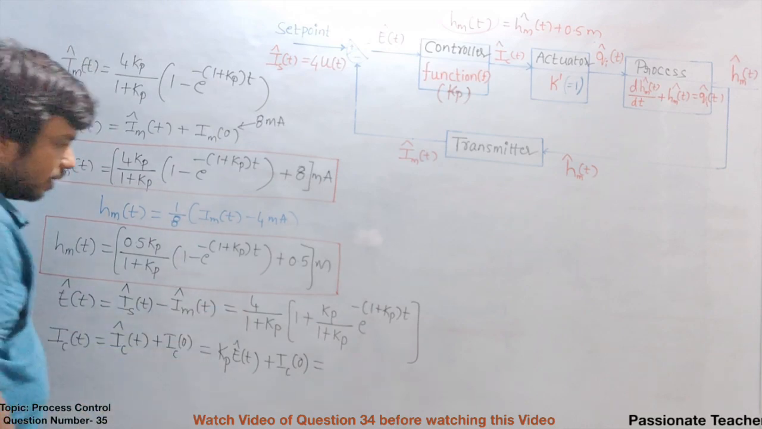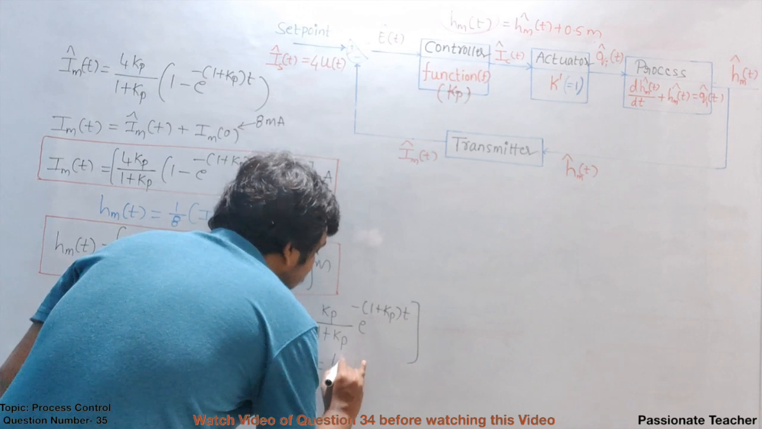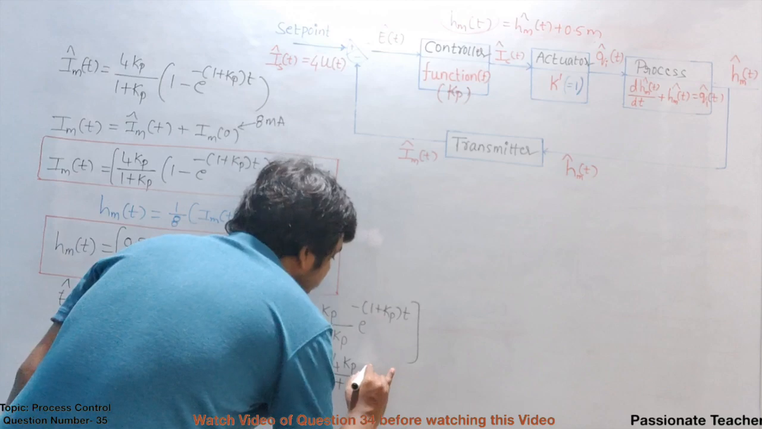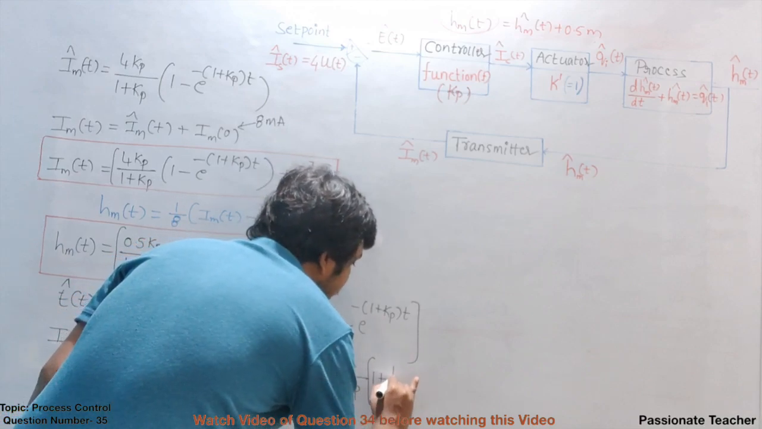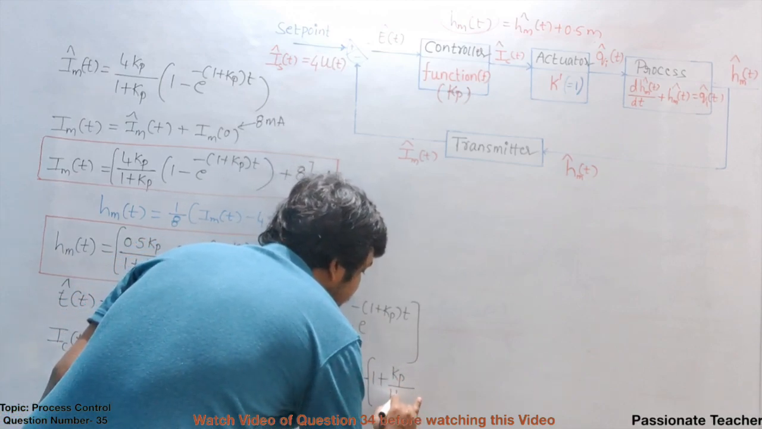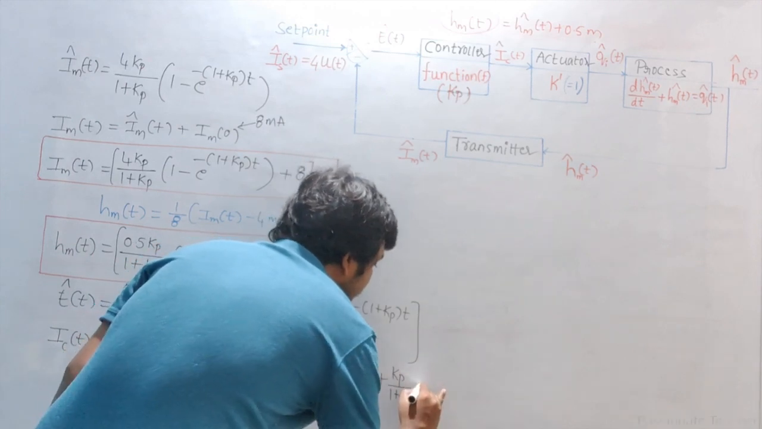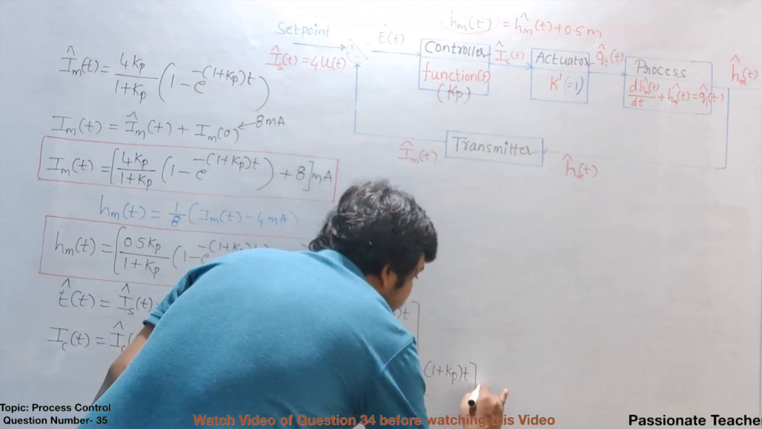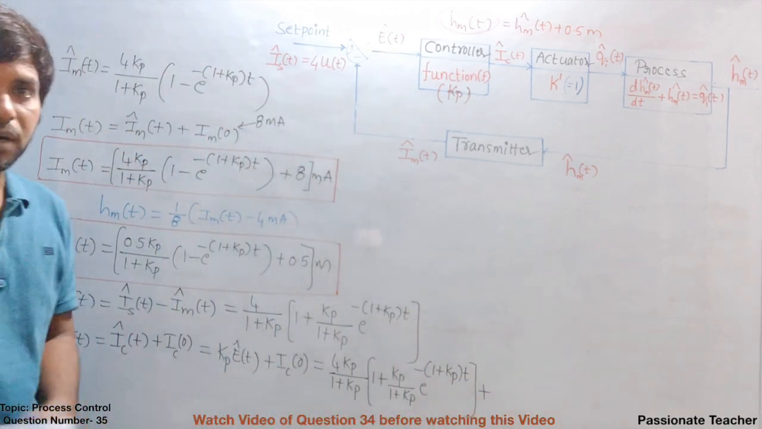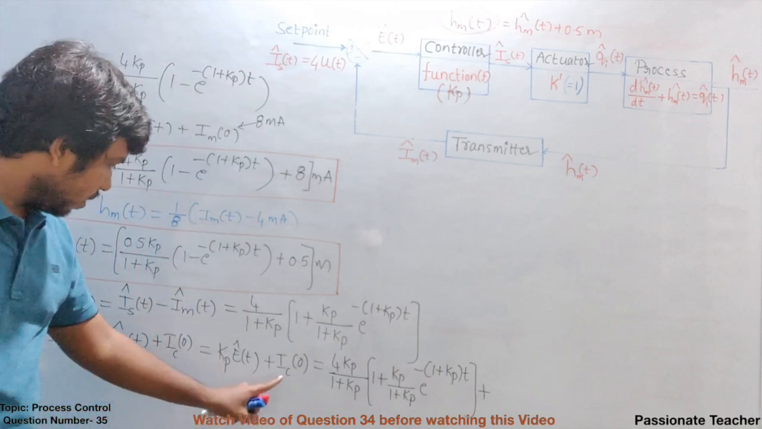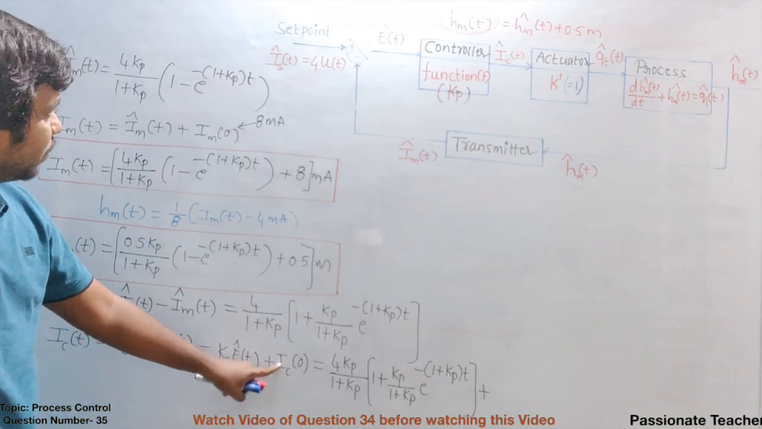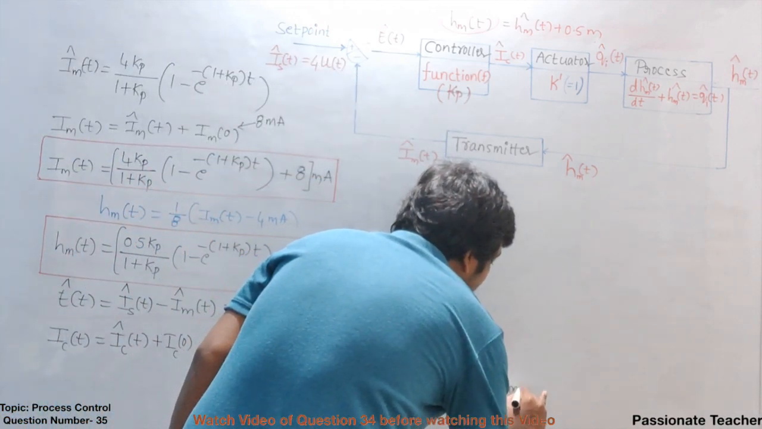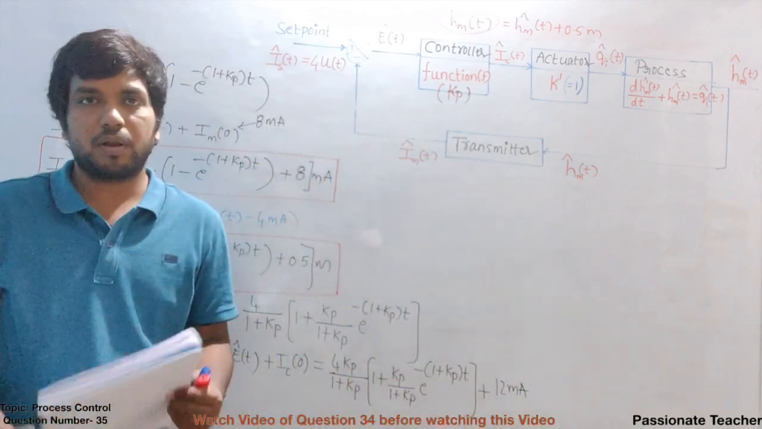Now if you use this equation here, it will become 4 into Kp by (1 plus Kp), whole into 1 minus e to the power minus (1 plus Kp) into t, plus we still have the initial controller current. How much is the controller current initially? IC(0), we know that initially it is generating 12 milliampere. Controller bias is 12 milliampere, the controller offset, right?